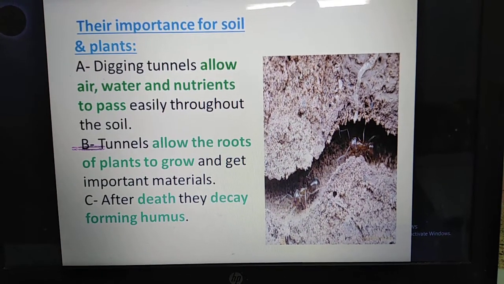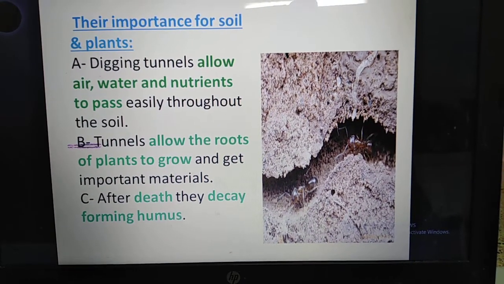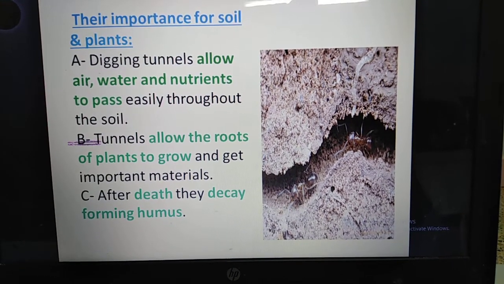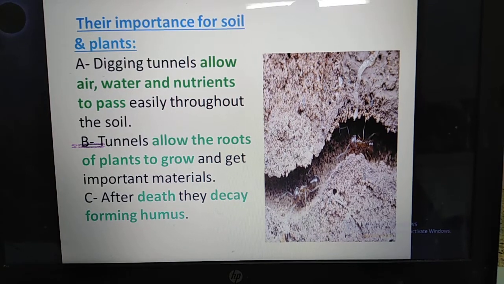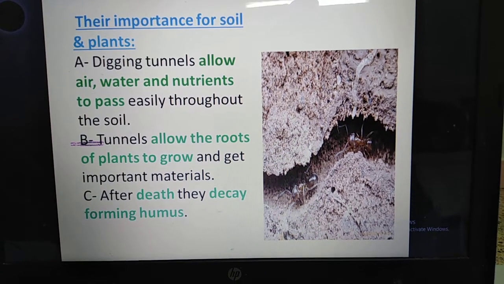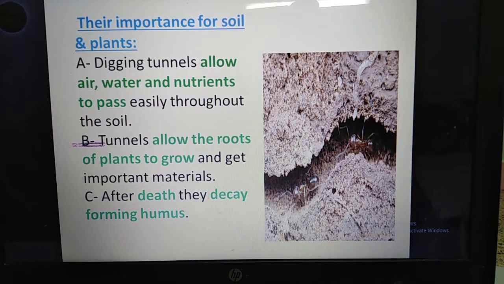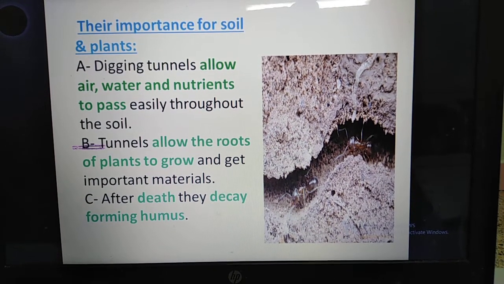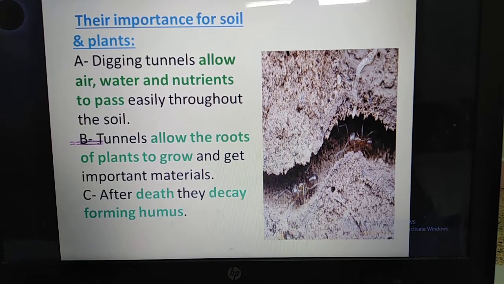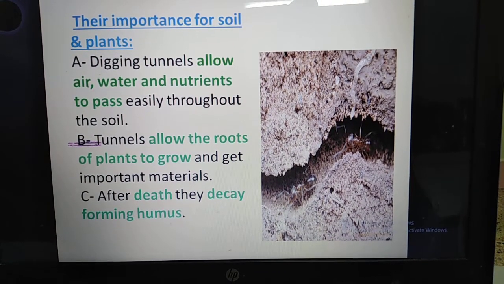What is the importance of these organisms for the soil and plants? The tunnels that they dig allow air, water, and nutrients to pass easily throughout the soil. These tunnels allow the roots of plants to grow and get important materials. After death, they decay, forming humus.